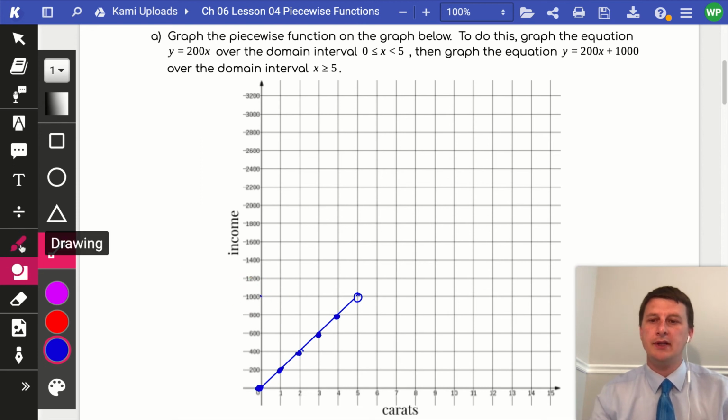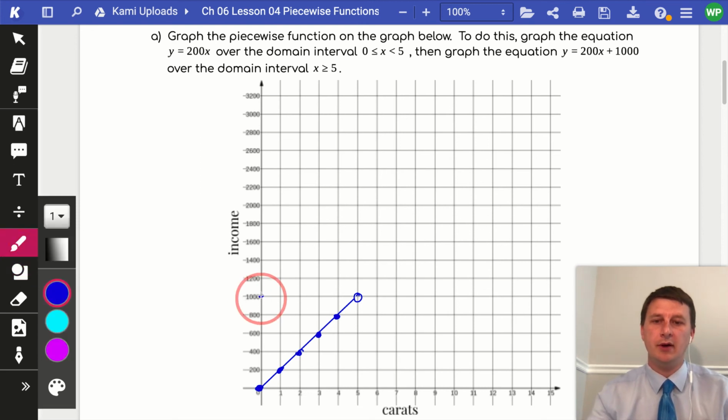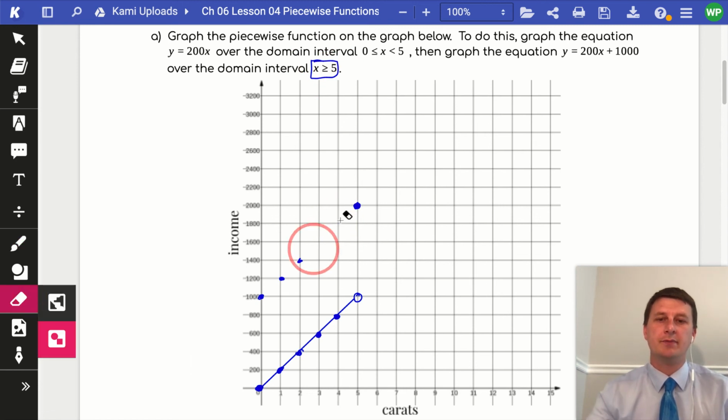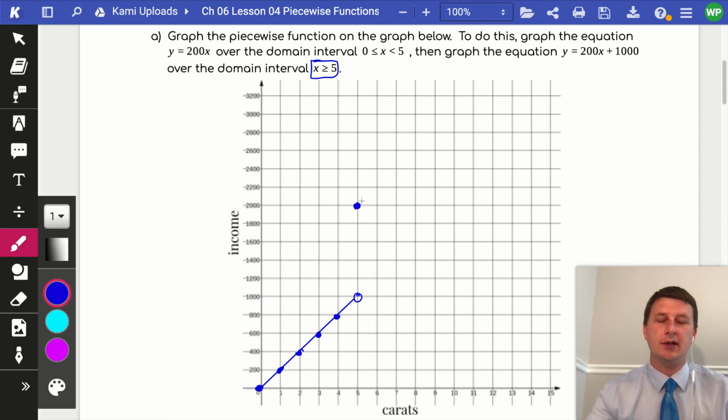And the slope is going to be 200 over 1. So I'm going to start at 1,000 and go up 200 over 1, up 200 over 1, up 200 over 1, up 200 over 1, up 200 over 1. Okay, so here's my actual starting point, because this is where x is equal to 5. And remember, we're graphing this over the interval where x is greater than or equal to 5. So we actually don't want any of these points before it. So I'm going to erase those. So my function is going to start there.